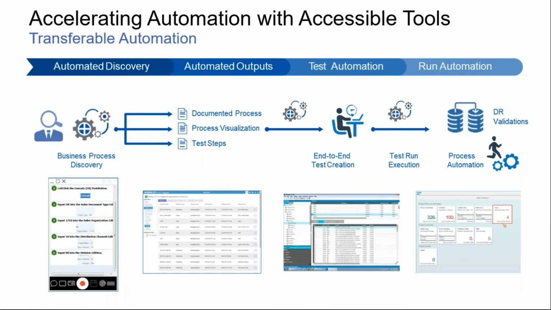So what is Worksoft's approach? Our platform really is designed around accelerating automation with tools that are accessible to multiple roles within a project across the organization. And it really is what we call transferable automation. So being able to document a business process automatically, and then take that and convert that into documentation, convert that into testing, and then being able to scale that testing to run on a regular basis.